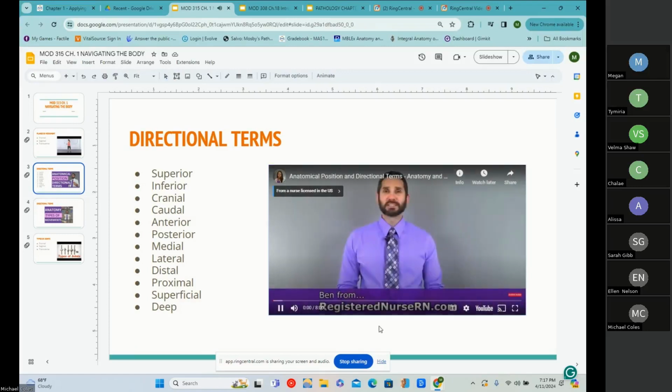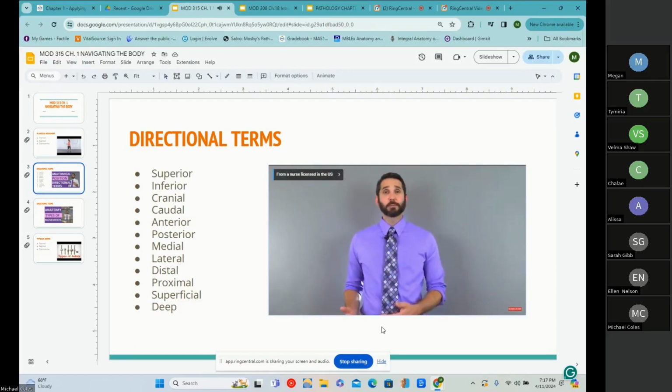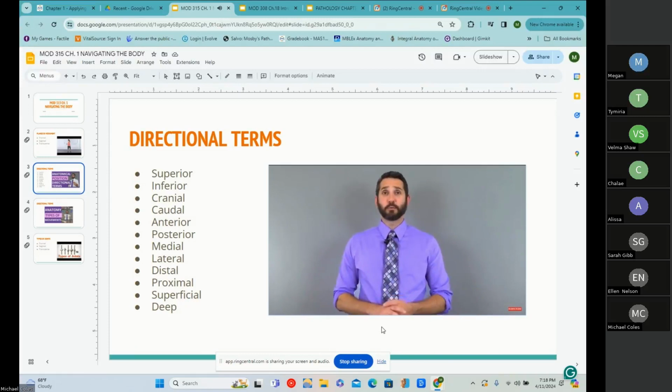When you take anatomy and physiology, you're going to have to learn about the anatomical position as well as some basic directional terms. They may seem complicated at first, but they're super easy to learn, and I'm going to give you some tips for remembering them.